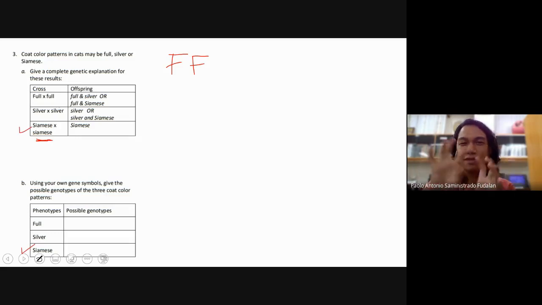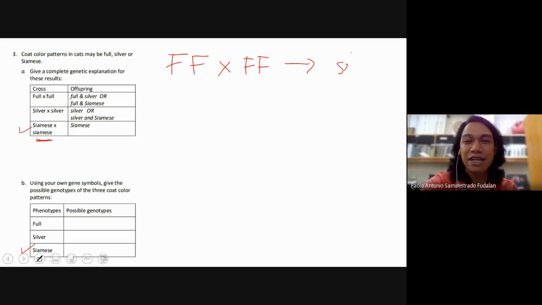So they will sort of show each characteristic distinctly. So let's try that. Full and full. How do you propose the other one will be? Pag co-dominance. Still F and F. Now, how is it possible you get a silver here? How is it possible you get a Siamese here? If this were co-dominance.